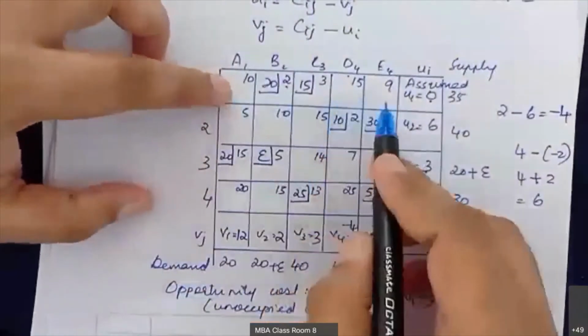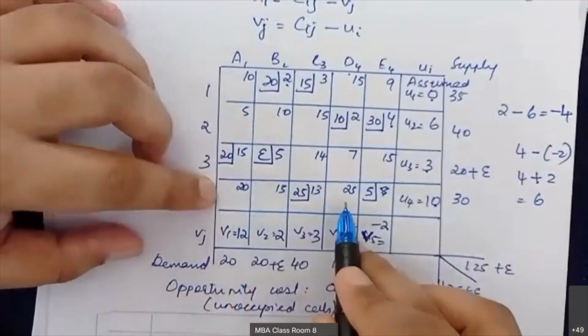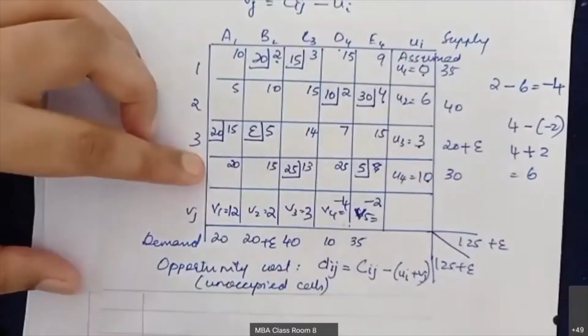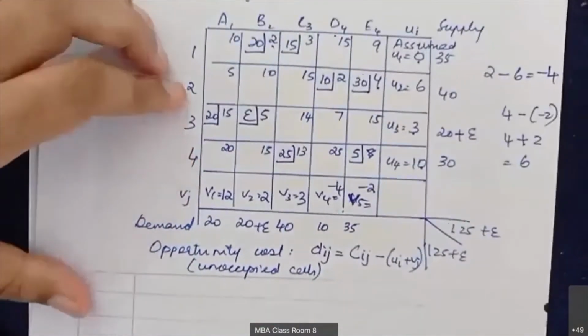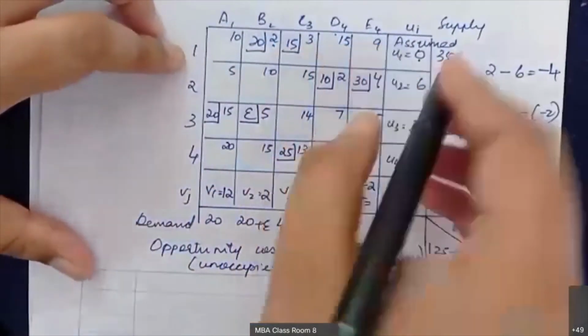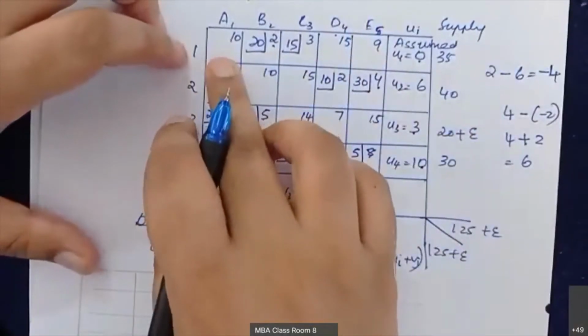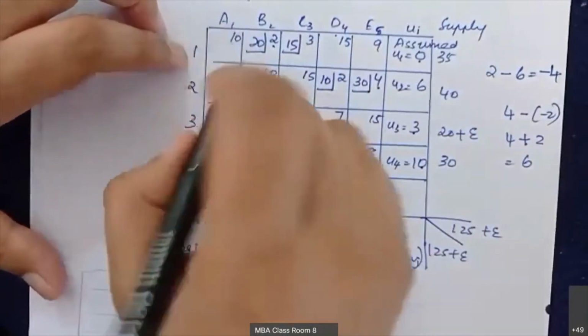So how many unoccupied cells are there? 1, 2, 3, 4, 5, 6, 7, 8, 9, 10, 11, 12. 12 unoccupied cells. We need to find the opportunity cost of each of these cells. Just write 1, 2, 3, 4, 5 here so that you can easily identify which cell is which.